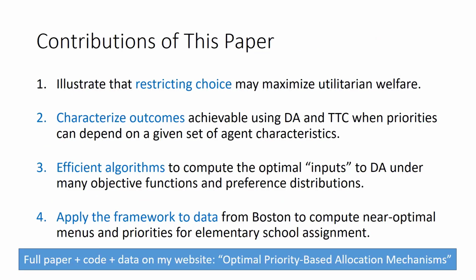Let me summarize again the contributions here. I illustrate that restricting choice may be good. I characterize DA and TTC under flexible inputs. I give efficient algorithms to compute these optimal inputs and apply the framework to data. The full paper with the code and data are available on my website.